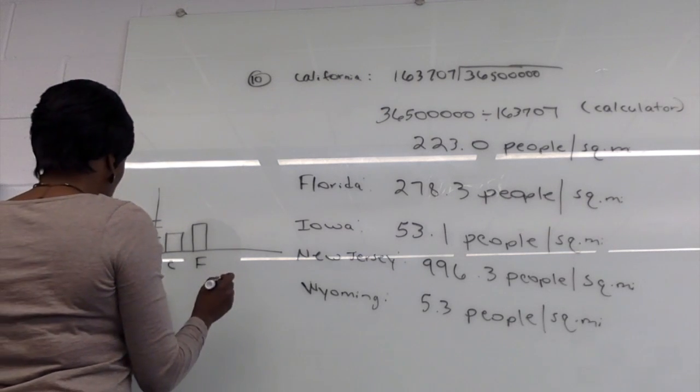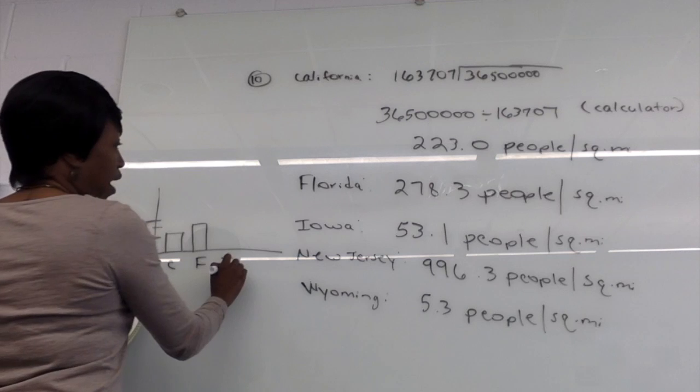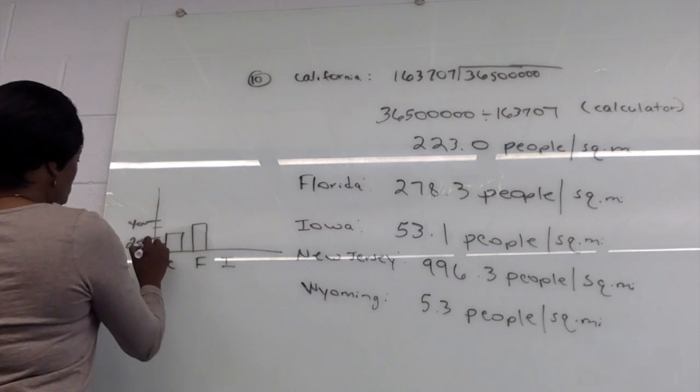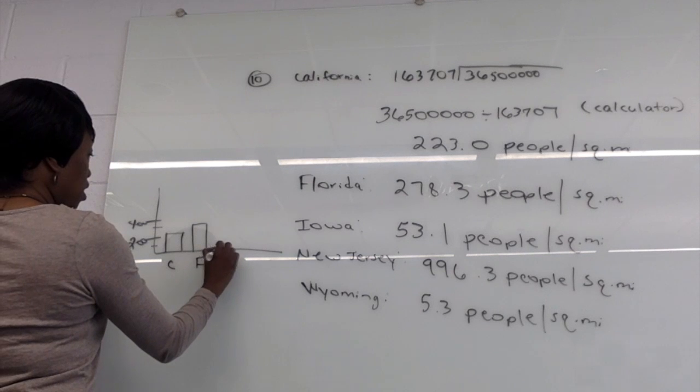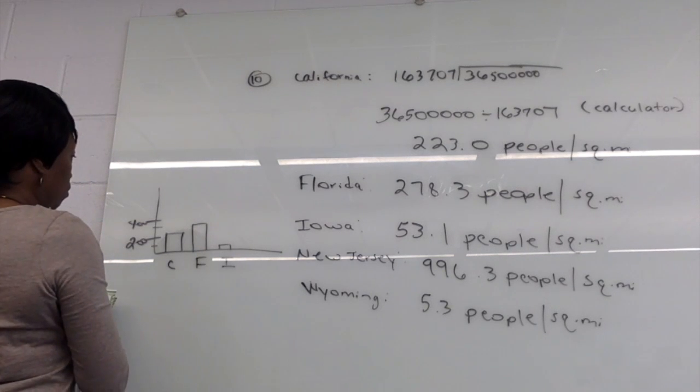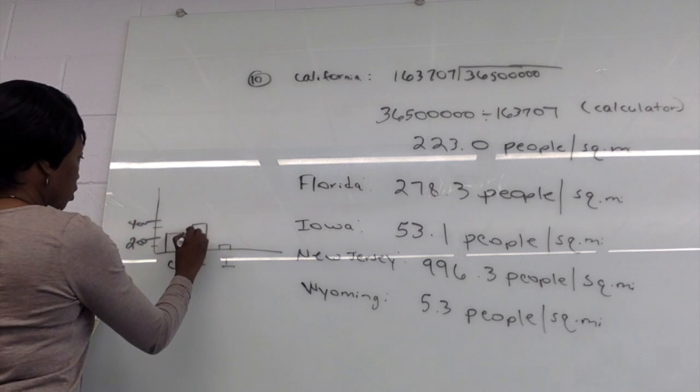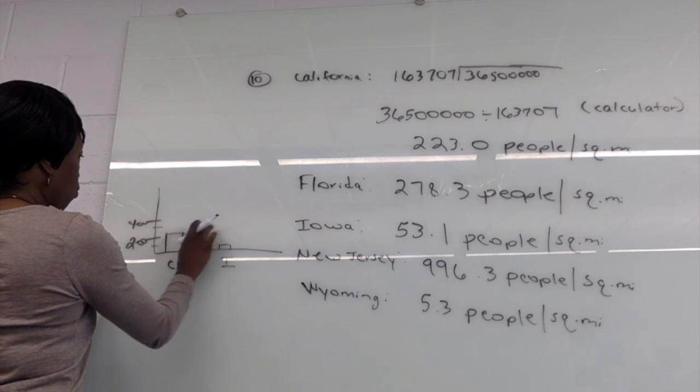So let's go to Iowa. Now, Iowa was just 53. So notice this little mark here is like 100. So you know 53 is going to be a little small one there. I want to go over 300.